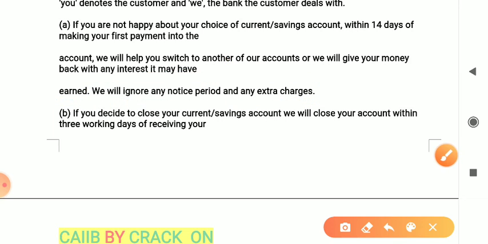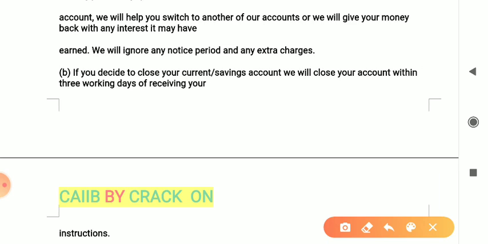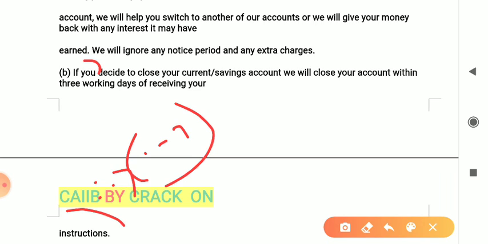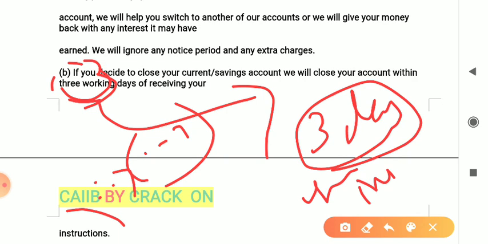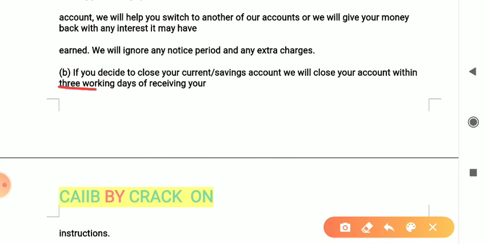So next, if any customer decides to close the current or savings account, then we, the bank, will close your account within 3 working days of receiving your application letter or instruction. Instruction means any type of letter. So if the customer decides to close the account, the bank will close it maximum within 3 days. Remember this: 3 days from receiving the instruction. This 3 days is very important.